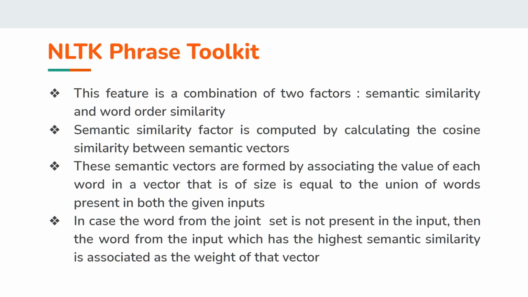The next utility is the NLTK based toolkit. This features a combination of two factors, semantic similarity and word order similarity. Semantic similarity is computed by calculating the cosine similarity between semantic vectors. The semantic vectors are formed by associating the value of each word in a vector that is of equal size to the union of the words present in both the given inputs. In case a word from the joint set is not present in the input, then the word from the input which has the highest semantic similarity is associated as the weight of that vector.